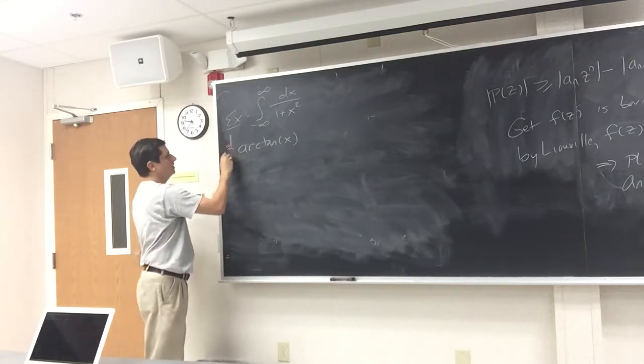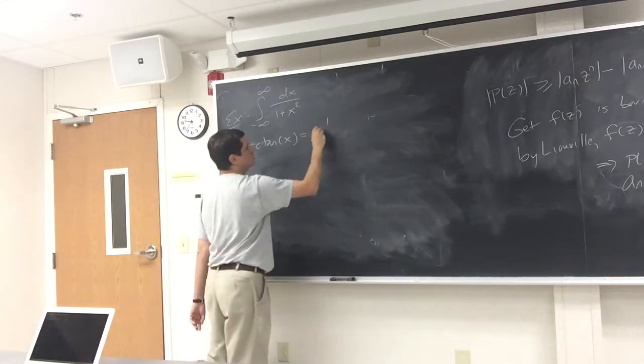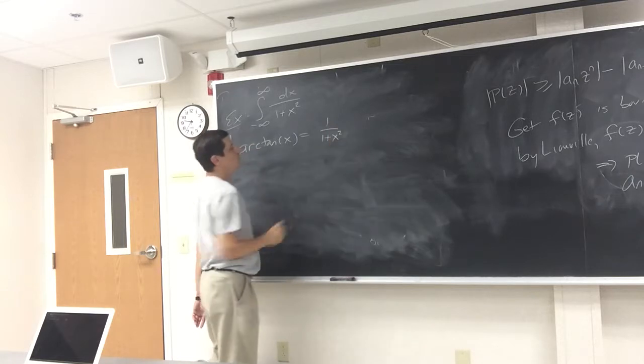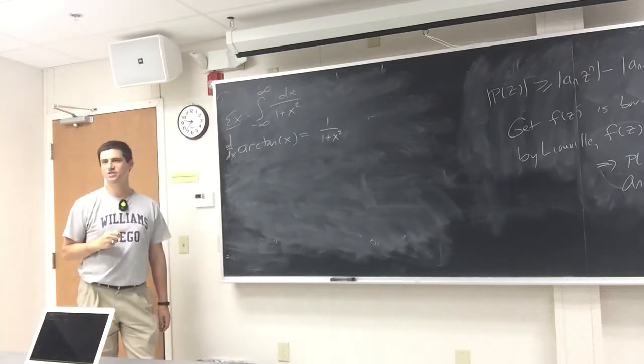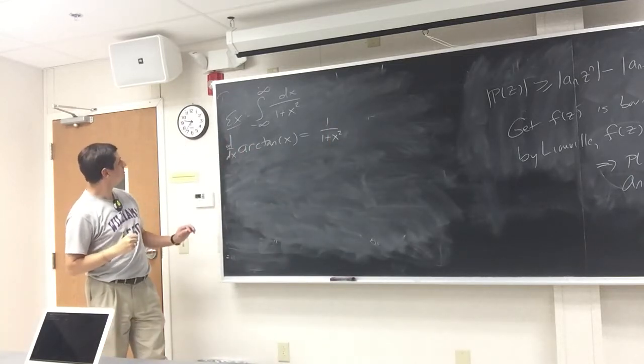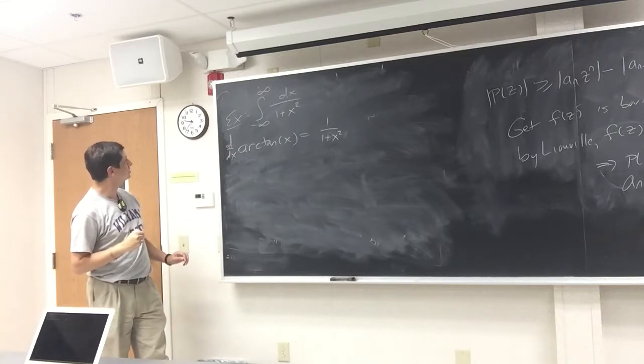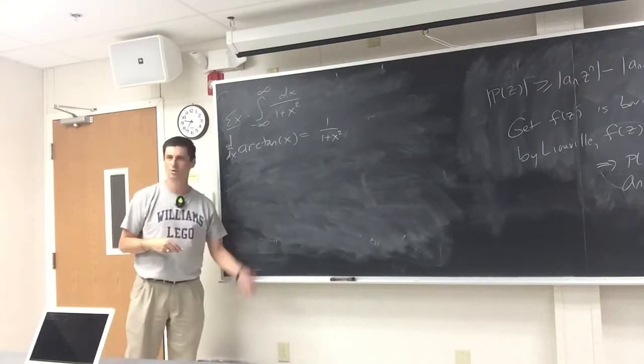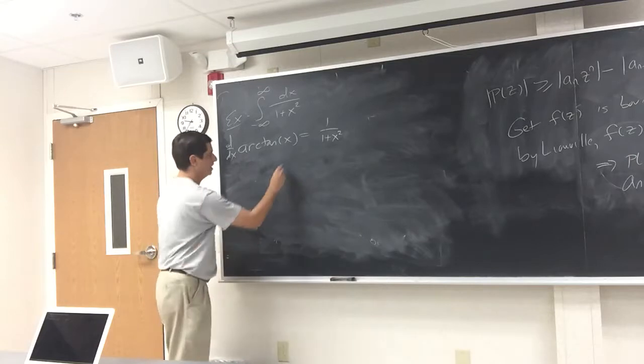The derivative of arctangent of x is 1 over 1 plus x squared. I don't think I'll have enough time to get through this today as to why that is. Wait, it's only 36? Oh yeah, we have time. Do people want to see this? We have time.